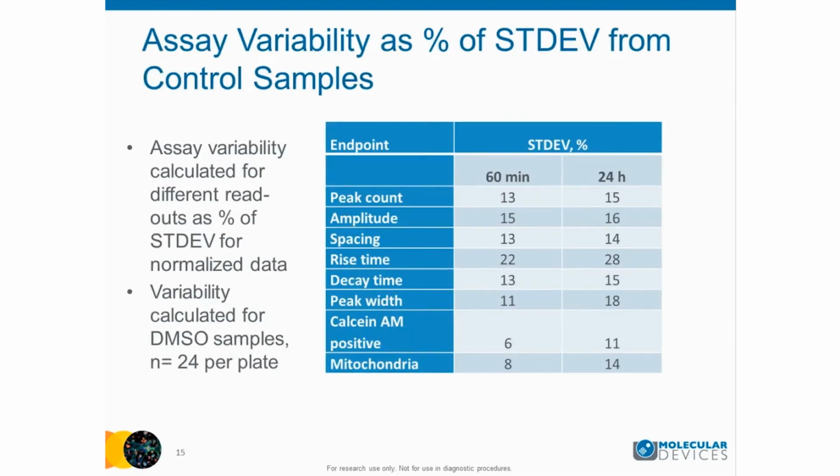We've estimated the percent of variability for those readouts. We used control wells on the same plate or different plates, just DMSO samples, and calculated the percent of variability. So for different readouts, this percent of variability is presented here for 60 minutes or for 24 hours.